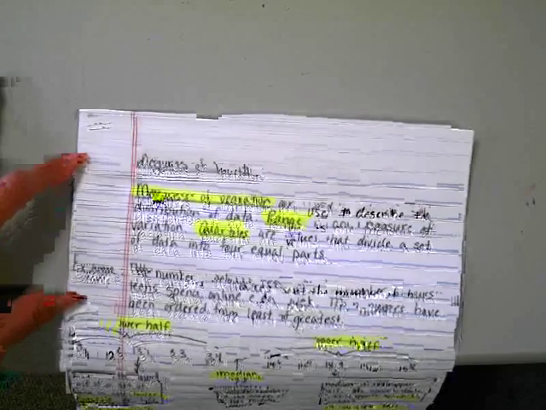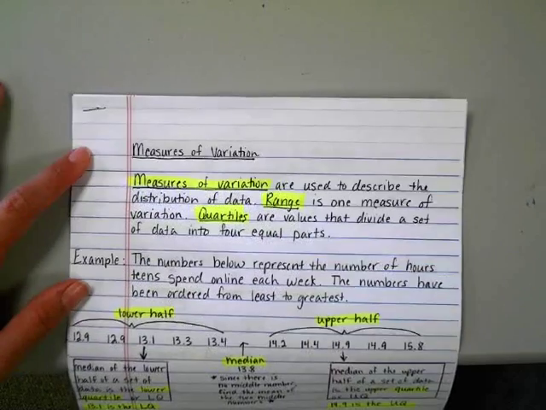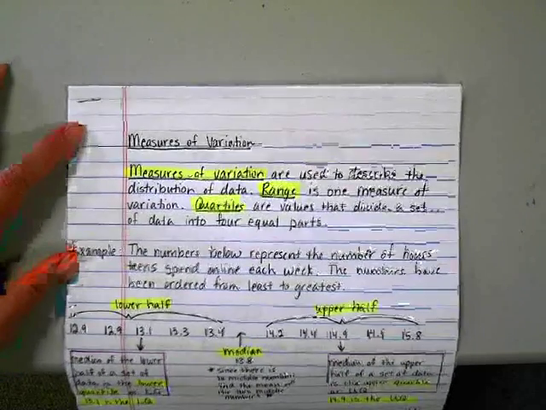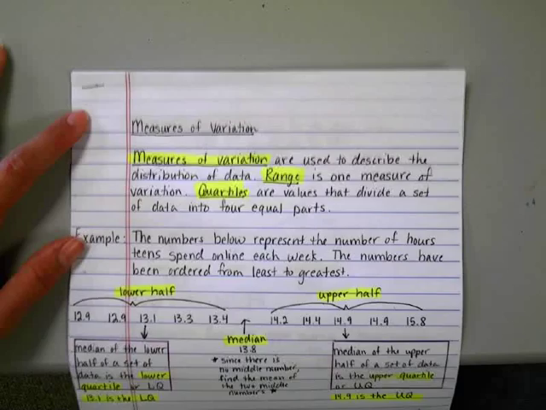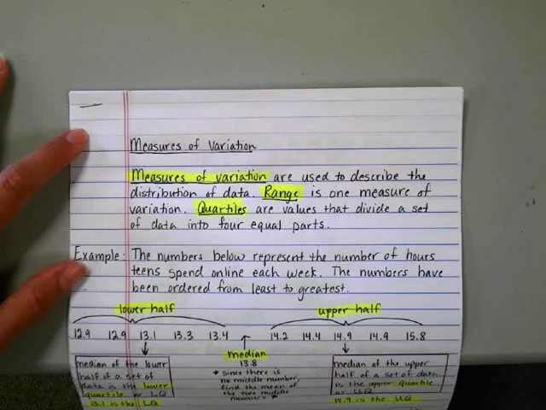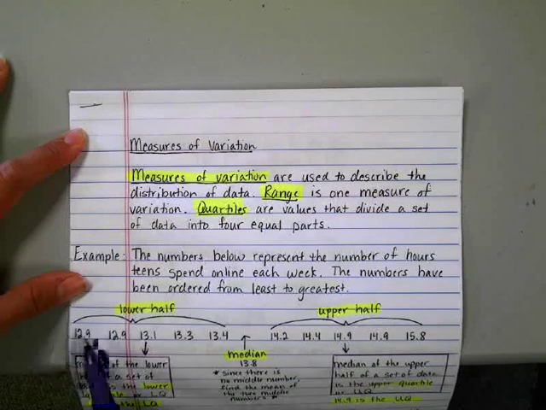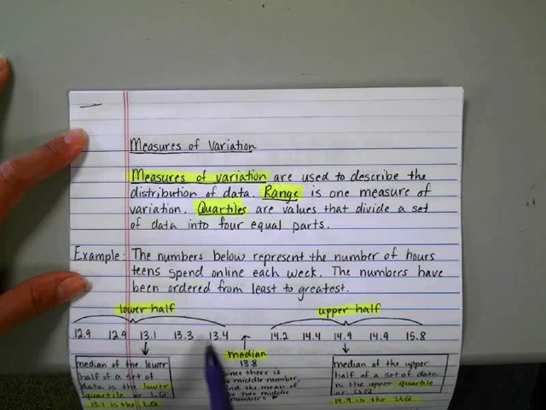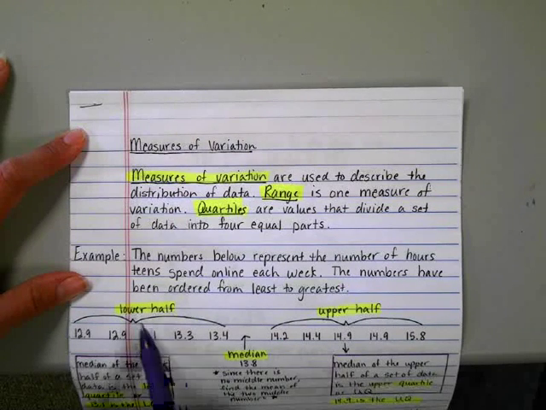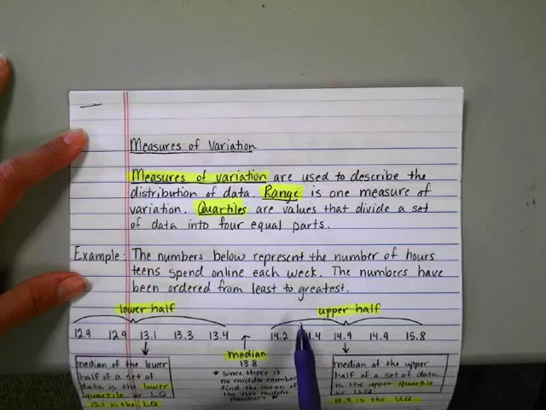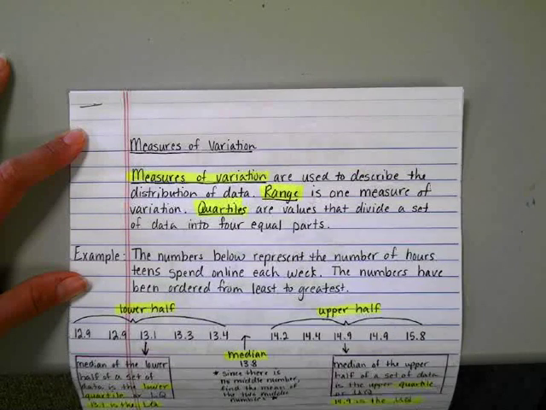So let's look at an example of how we find measures of variation and what measures of variation really mean. The numbers below represent the number of hours teens spend online each week. The numbers have been ordered from least to greatest. So you can see that we have a set of numbers that are ordered from least to greatest. We've divided the numbers into the lower half and the upper half.